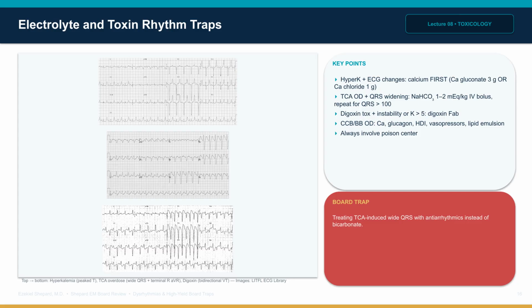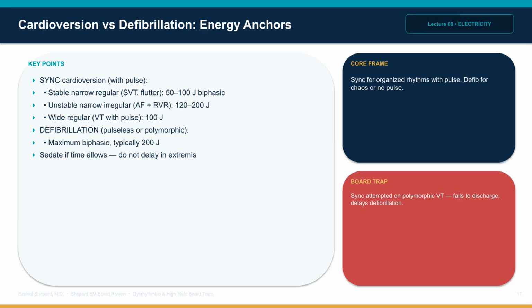Intravenous calcium, glucagon, high-dose insulin euglycemia therapy, vasopressors, and lipid emulsion. Always involve poison center. The board trap, treating TCA-induced wide QRS with antiarrhythmics instead of bicarbonate. Synchronized cardioversion is for unstable tachycardia with a pulse.